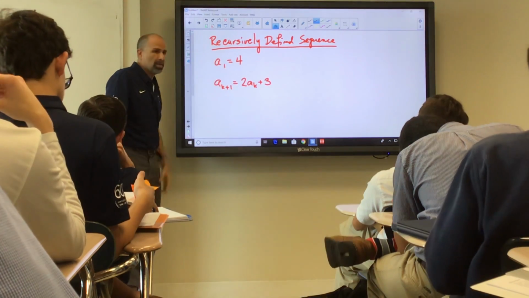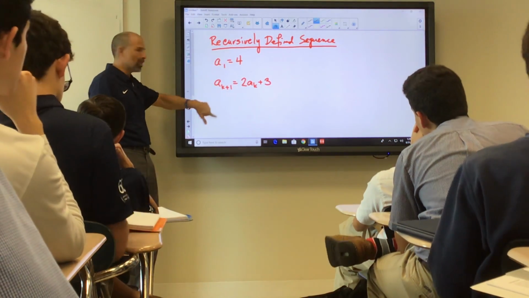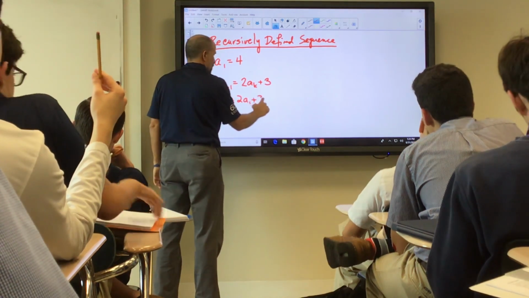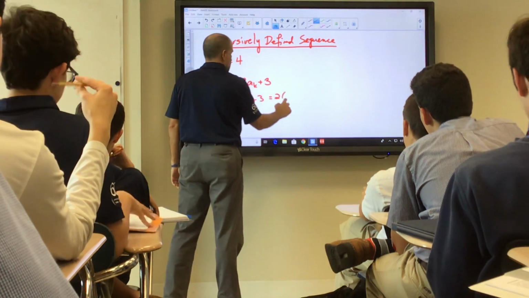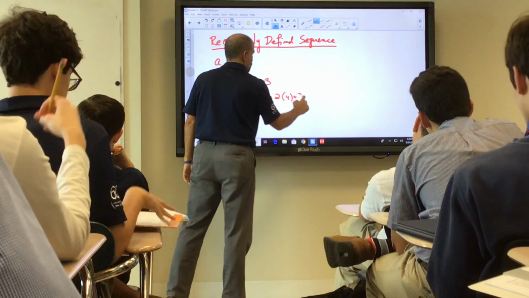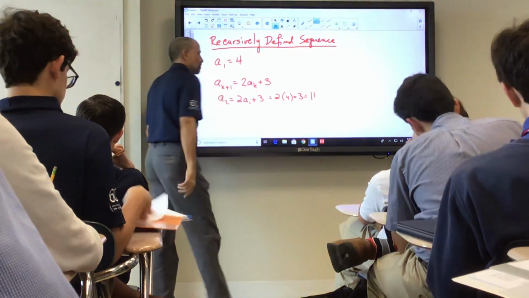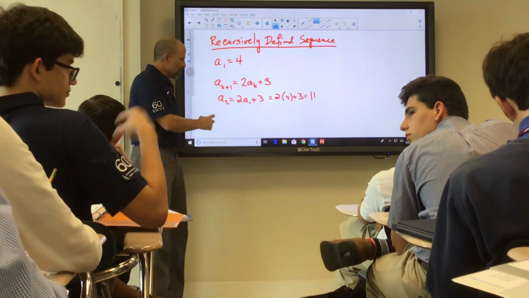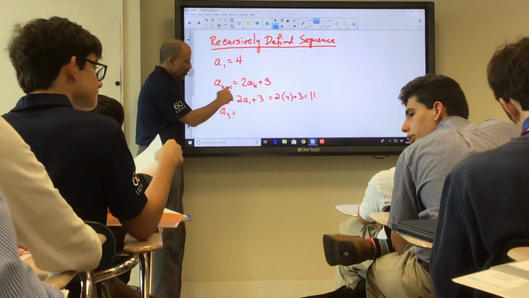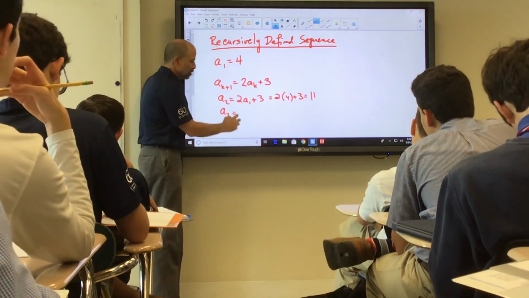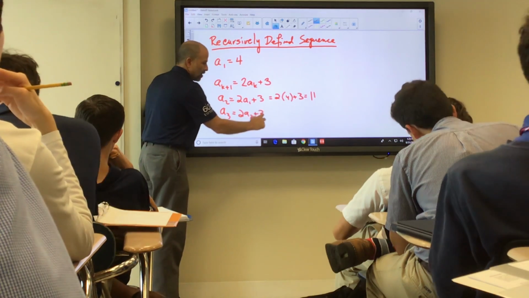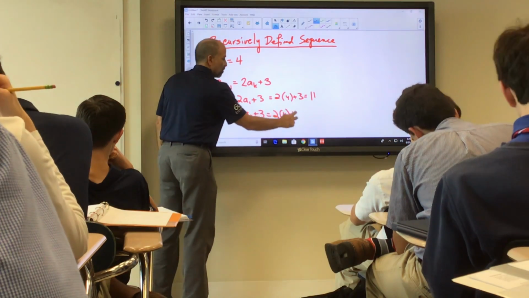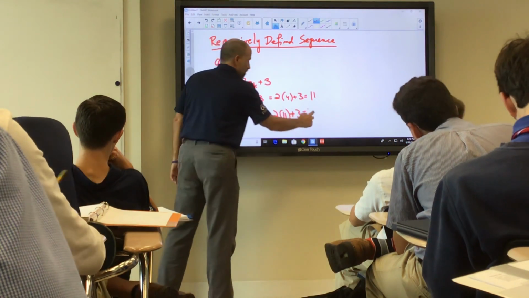So I know the first one. If I know the first one, I can find the second one. The second one would be 2 times the first one plus 3, which is 11. Everybody see that? So if I want to find the third one, notice that's because k is 2, so it would be 2 times the second one. I already know what the second one is. So it would be 2 times 11 plus 3, which gives us 25.